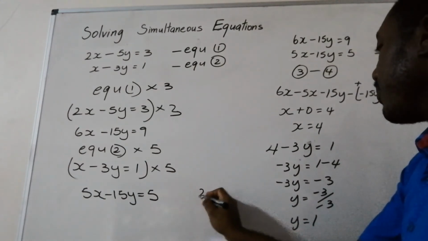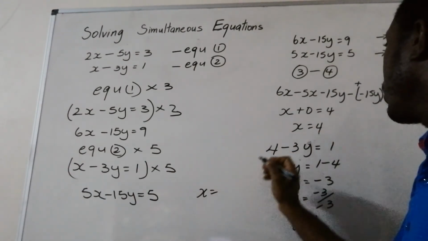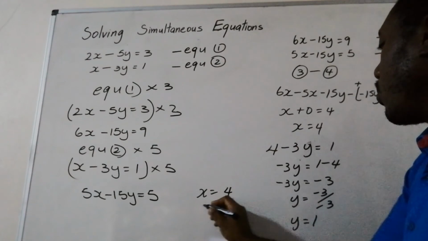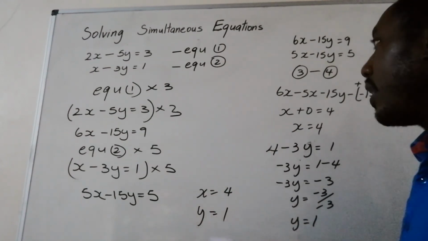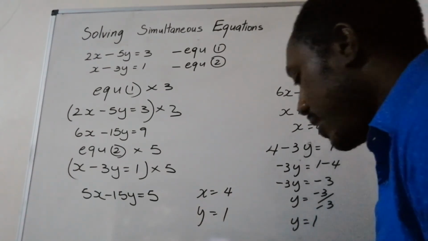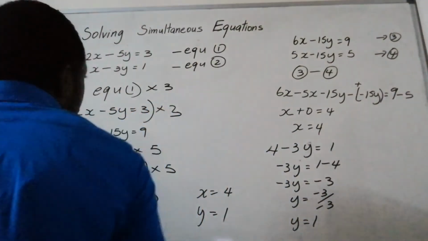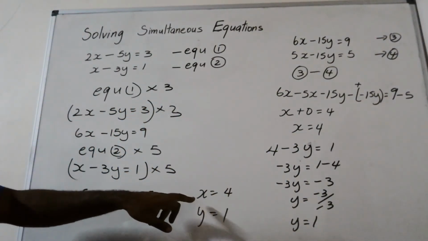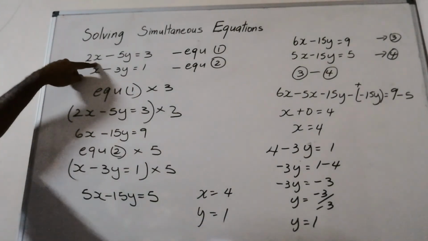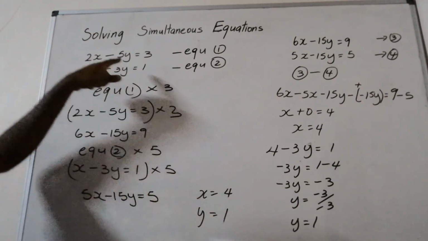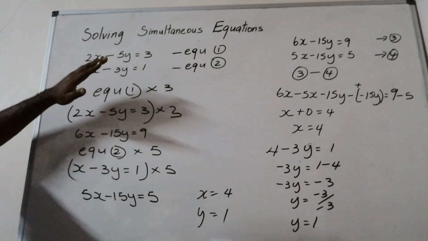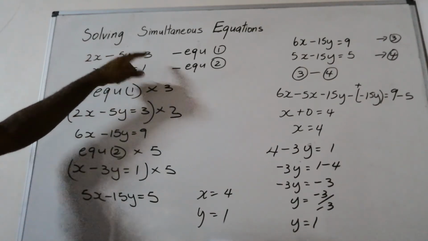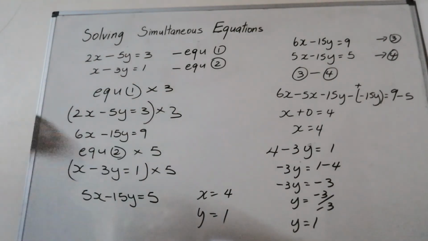So x is equal to 4. y is equal to 1. And we can test it back to see if our answers are correct. So we can check it back. x is equal to 4. So 2 times 4 will give us 8. y is equal to 1. 5 ones, 5. So 8 take 5 will give us 3. So we know the answer is correct.